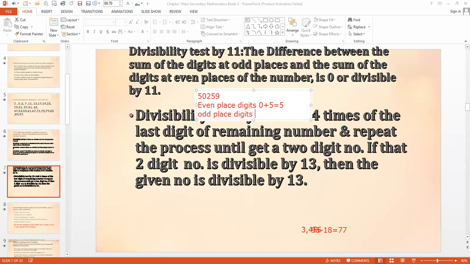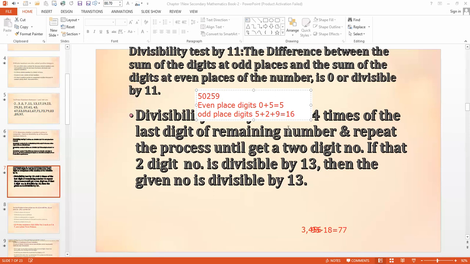Okay, so I have to add all these. This is 5, plus 2, plus 9. The odd places are, look here, 1, 2, 3, 4, 5. It is a 5-digit number. The 1st, 3rd, and 5th places are odd places, and the 2nd and 4th are the even places. Is it clear? So when I add all these, it is equal to 16.